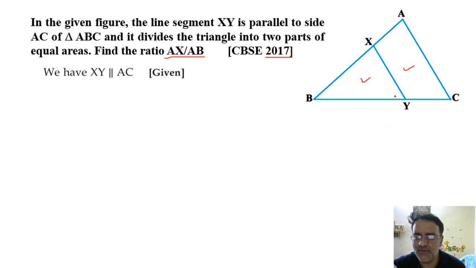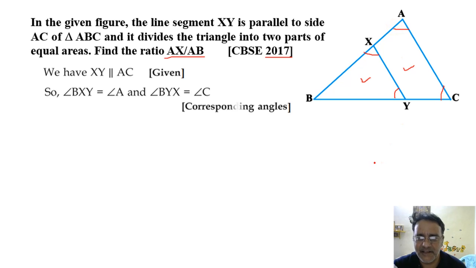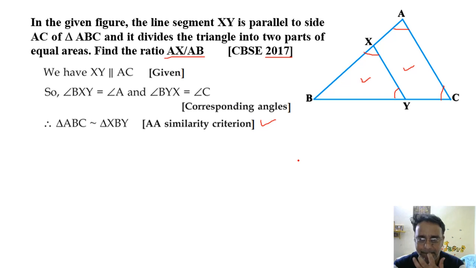Okay, so these two angles are equal. These two angles are equal. Why? Corresponding angles. Right, corresponding angles. So that means these two triangles are similar. And triangle ABC and triangle XBY are similar by AA similarity. Okay. So if these two are similar, their corresponding sides are proportional.